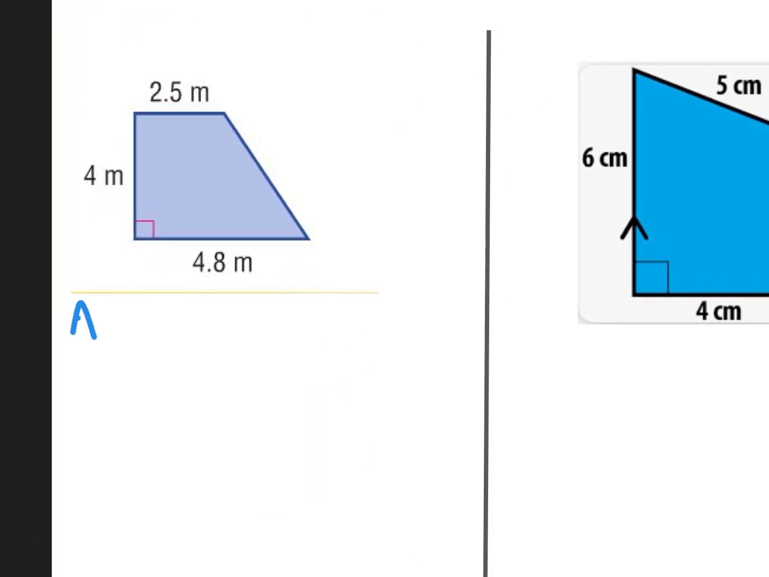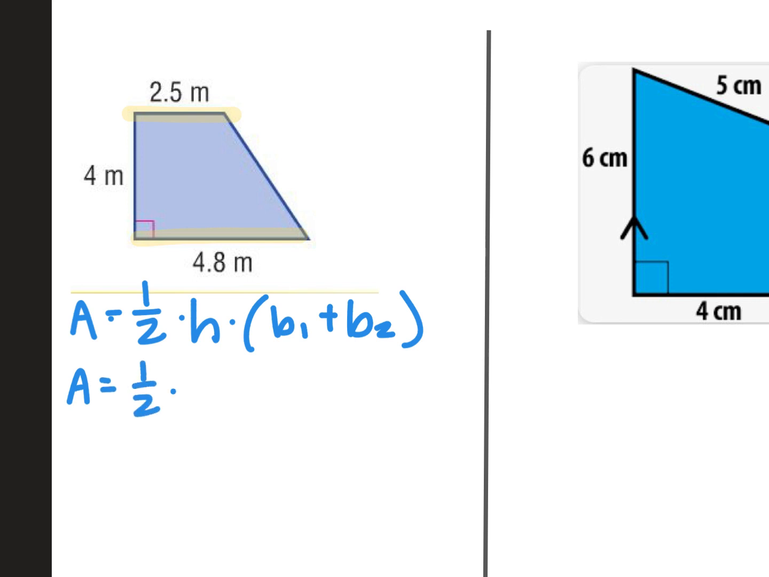So I'm going to start by writing out my formula. 1/2 times the height times base 1 plus base 2. And then I'm going to go ahead and fill in my information from there. I notice that these two sides are the ones that are parallel to each other, which means that those are my bases, which means the height is the one that is perpendicular to that, makes a 90-degree angle, which would be the 4. So in parentheses, between the two of them, it doesn't really matter which one is base 1 and which one is base 2, because you end up adding them together.